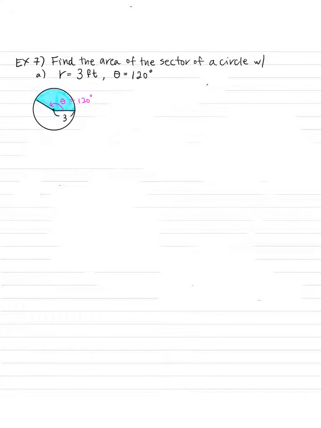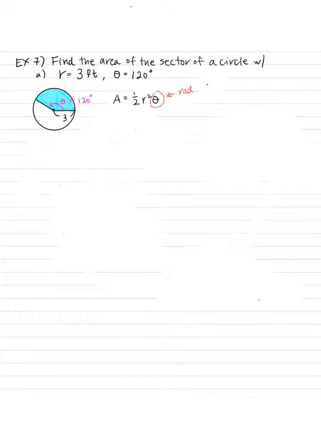Okay, so example 7, let's try something like this. Find the area of the sector of a circle with r equals 3 feet and theta equals 120 degrees. Okay, so I already drew the picture ahead of time. So let's write down the formula. Area of the sector is 1/2 r squared times theta, but be careful, theta must be in radian measure. Okay, so first what we need to do is, since we're given the degree, 120 degrees, first we need to convert that into a radian measure.